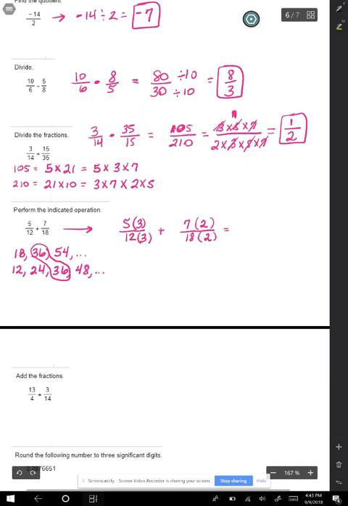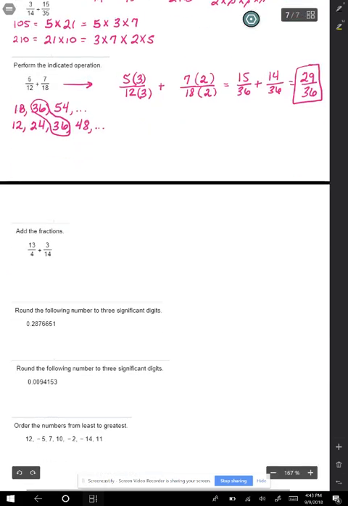Now do the multiplication, so that would be 15 over 36, and 14 over 36. And then the rule when you're adding is you write down the common denominator, and you add the numerators. So 15 plus 14 would be 29. And then you can check: 29 can only be broken down into 1 times 29. Nothing else will go into it. So that tells me that I'm not going to be able to reduce or simplify.